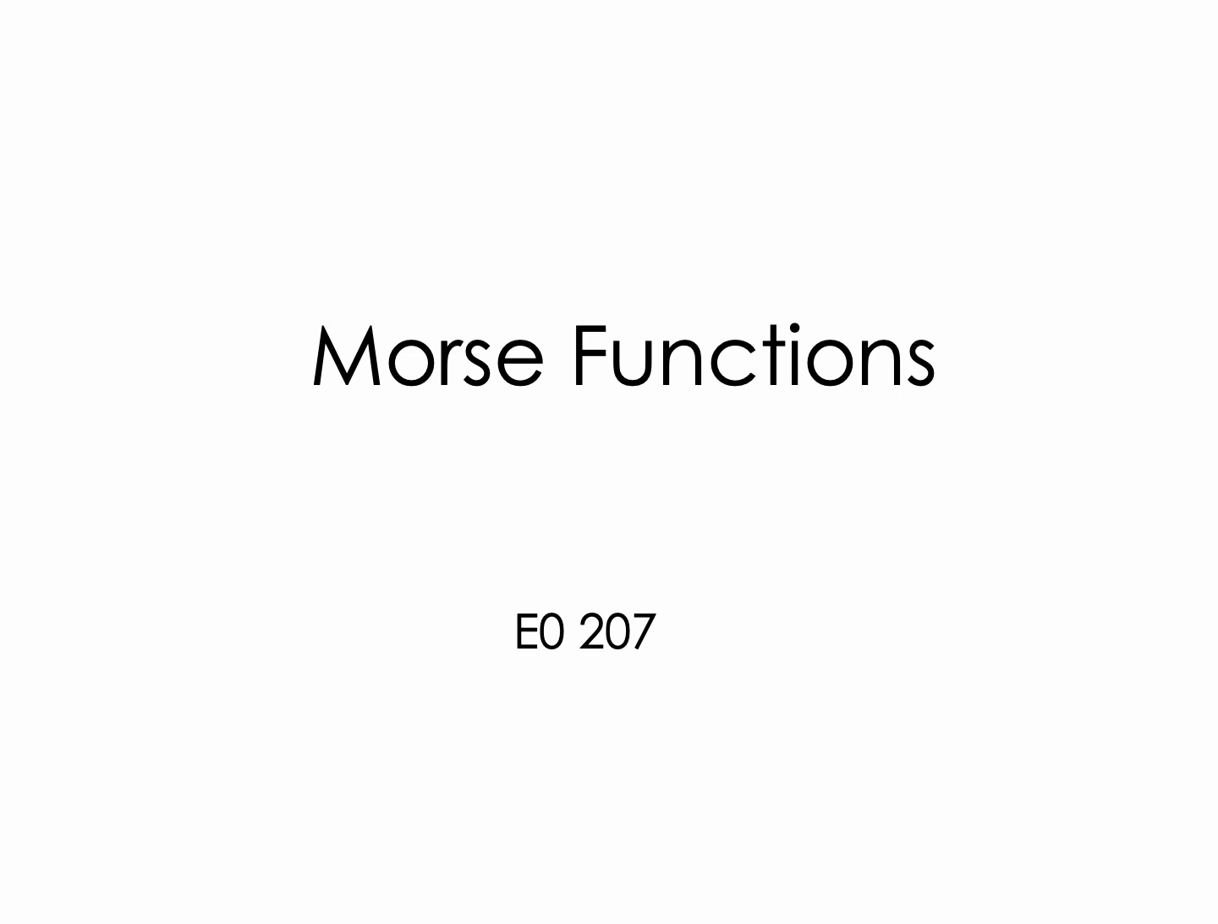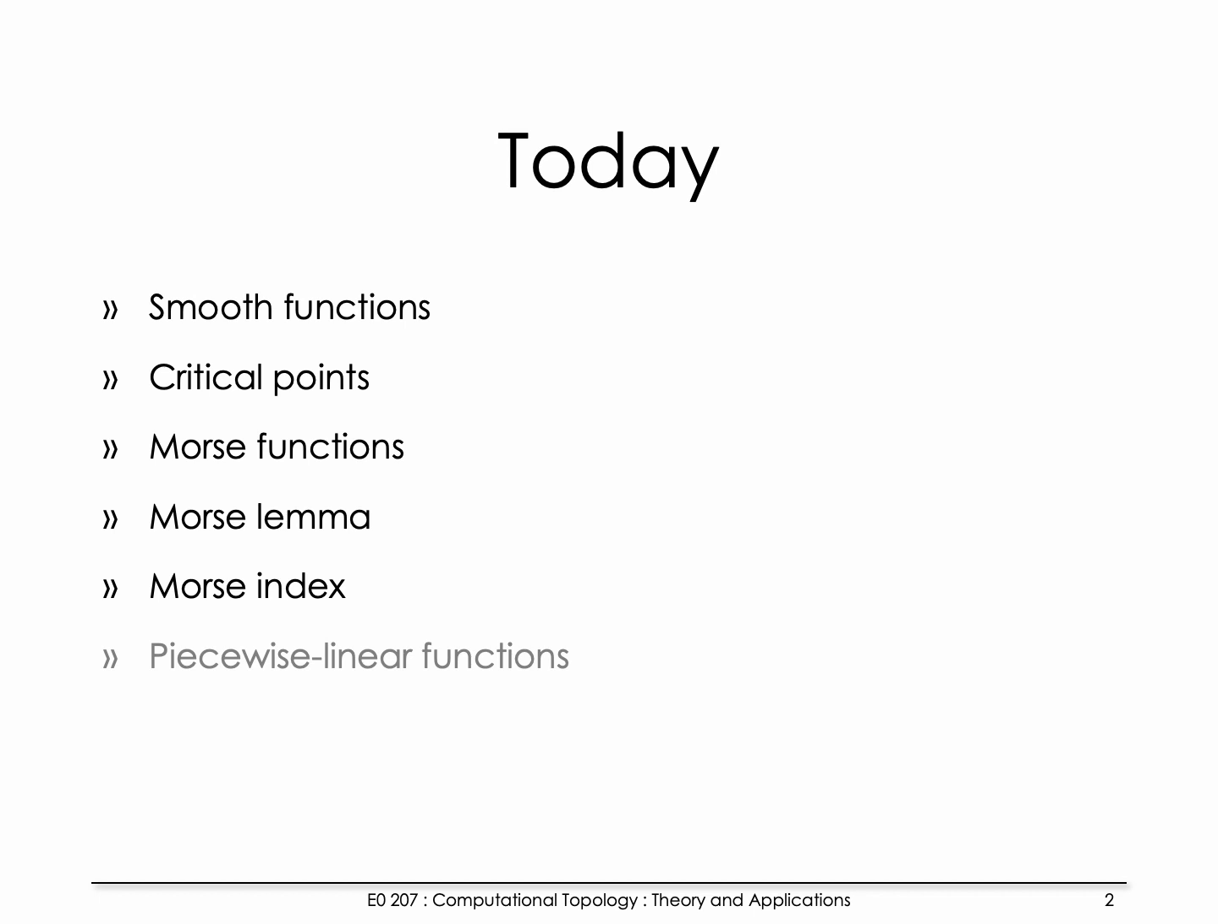This is part one of two lectures on Morse theory and specifically Morse functions. In this first lecture, we are going to begin by talking about smooth functions. We will then talk about critical points of smooth functions. Next, we will talk about a specific class of functions called Morse functions and how they are defined based on the property of their critical points.